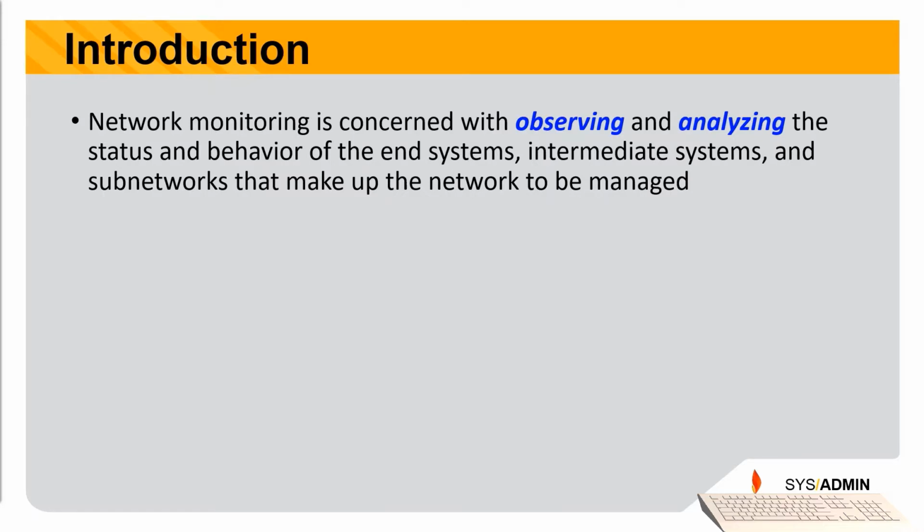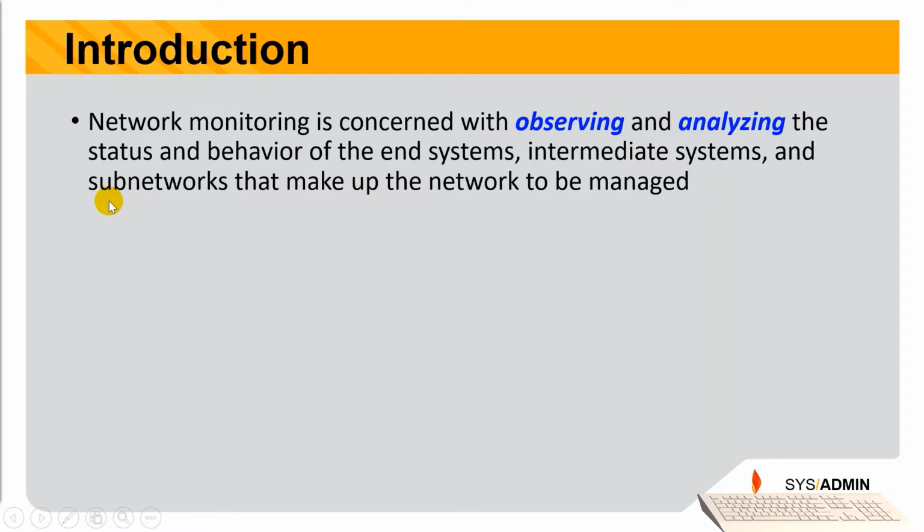Network monitoring is basically concerned with observing and analyzing the status and behavior of the end systems. When you say end systems, this pertains to computers, servers, printers, VoIP. These are the components that can be found on the end segment of the network. Also intermediate systems. Intermediate systems pertain to the devices situated between the end systems or end devices. This includes routers, switches, firewalls, layer 2 or layer 3 switches. And subnetworks, pertaining to the VLANs that make up the network to be managed.